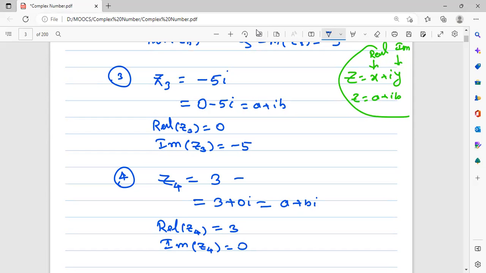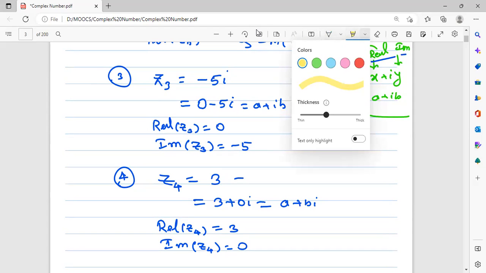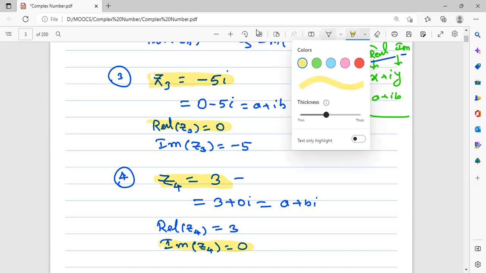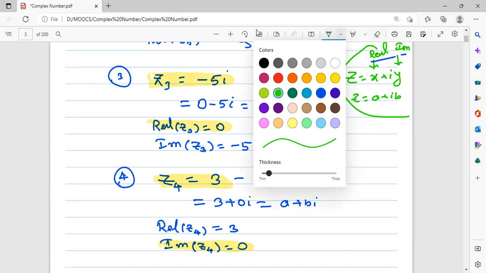In general, our complex number has a real and an imaginary part. Particularly for these two examples, z3 and z4: in the first example, the real part is 0, and in the second example, the imaginary part is 0. Right? First example, real part is 0. Second example, imaginary part is 0. Here I will write out my conclusion.